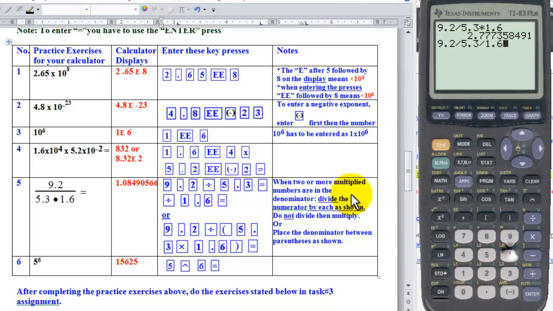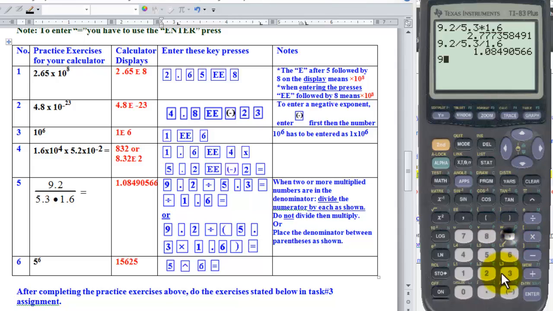So what you are doing here, you are telling the calculator to divide 9.2 by 5.3, then divide the answer by 1.6, which is the right way to do it. And you can see here, if you press enter, you'll get the right answer, which is 1.084. Another method to do it is to involve parentheses.